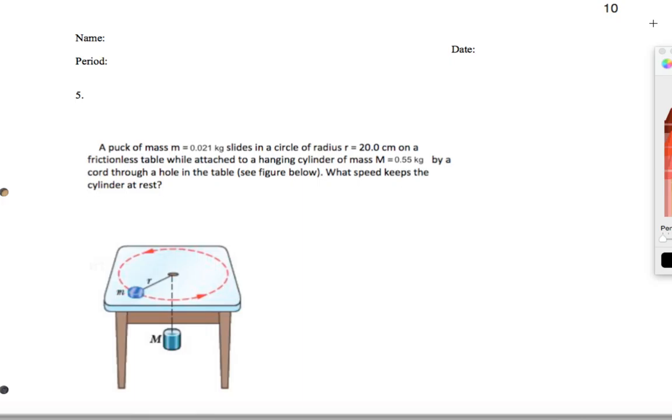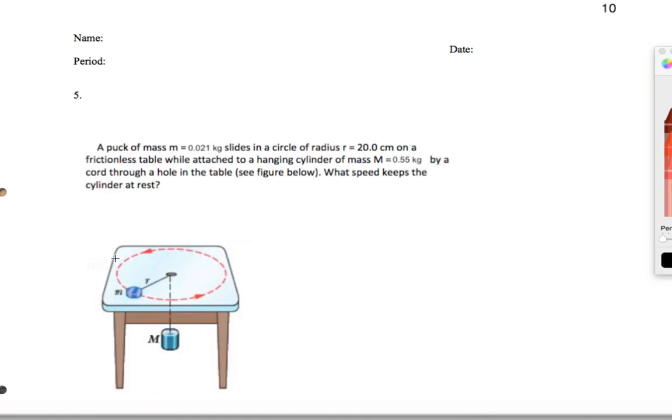All right. So, in this extremely realistic problem that mirrors what actually happens in real life, we have this puck swinging round and round and round on a table that has a hole drilled in the middle of it. There's this other thing just hanging below. This is ridiculous. Okay, so it's going round and round, and it's actually holding this thing up. And we have to calculate the speed that keeps this cylinder at rest.